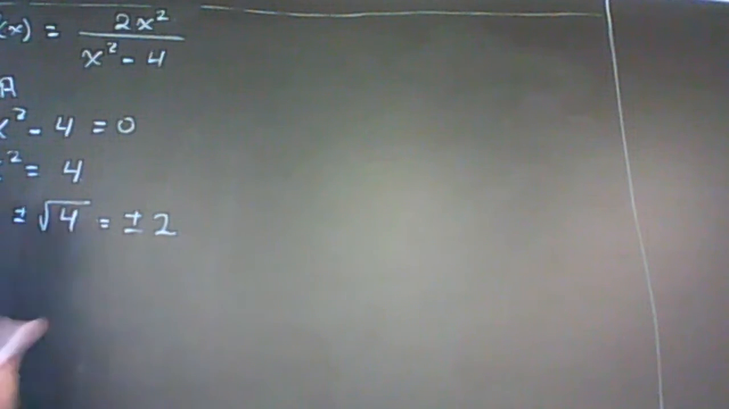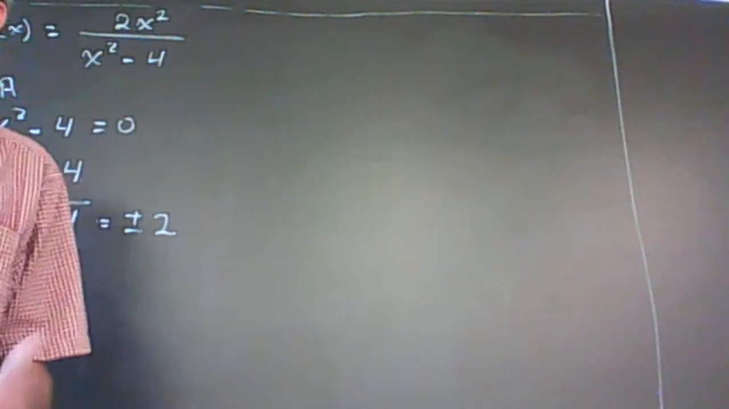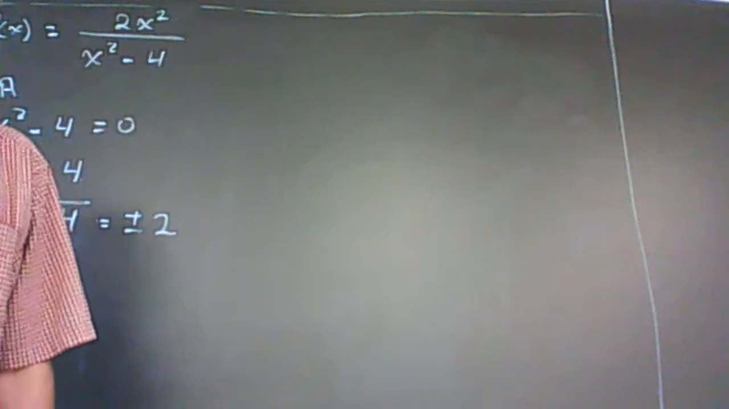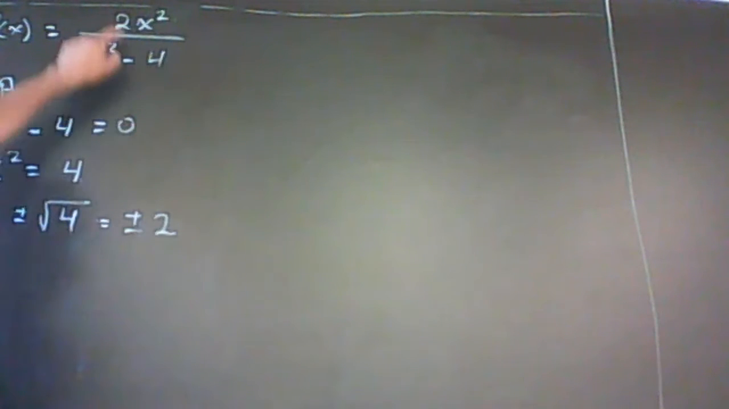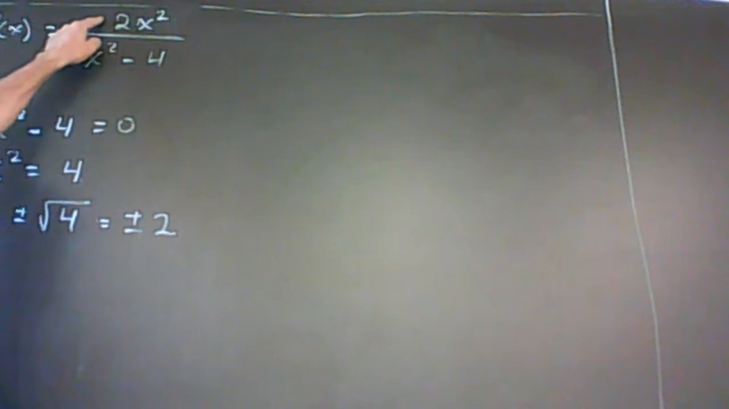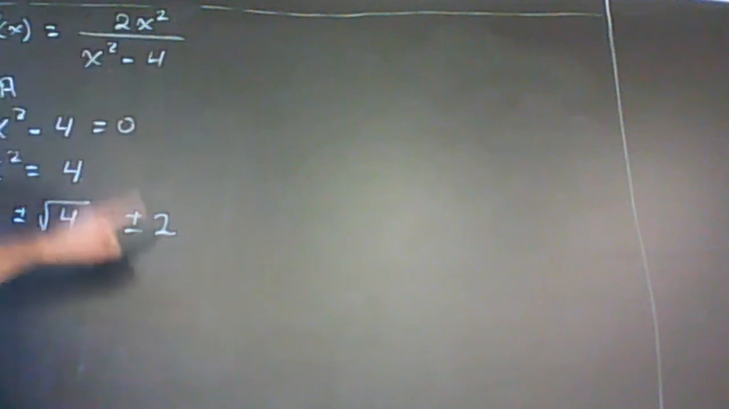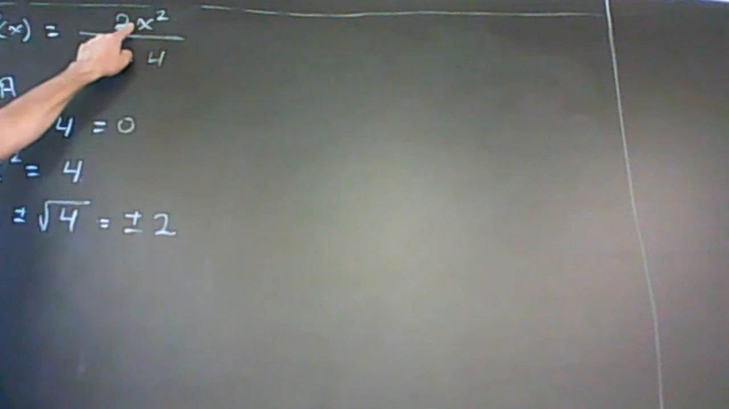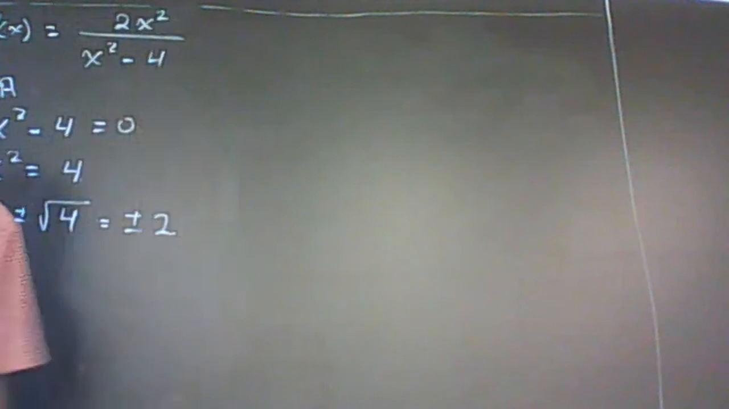But we need to check, are they both asymptotes? How do I check if they are asymptotes or not? I'm going to plug in 2 in the numerator. If that gives me a 0, then it's not. If it doesn't give me a 0, then it is. If I put a 2 in here, do I get a 0? 2 squared is 4. 4 times 2 is 8. So I don't get a 0.